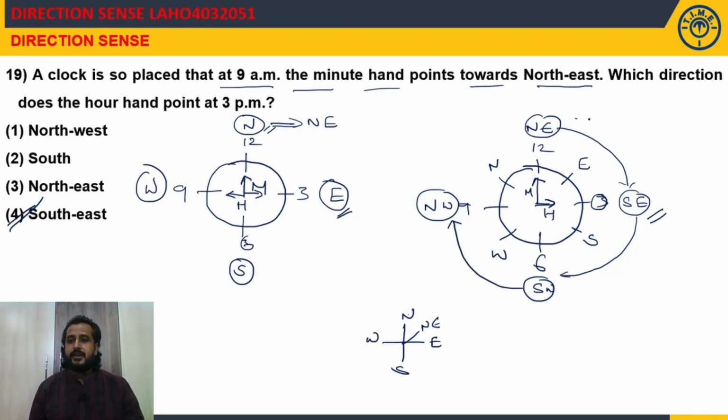So according to the change direction, we have to take, because it is given the clock is placed in such a way that at 9 a.m. the minute hand points northeast. So actually north, but it is given as northeast. So according to the northeast, we have changed the remaining directions. So at 3 o'clock, basically it is east, but according to the change direction, it is what? Southeast. So my answer is southeast. Choice 4.